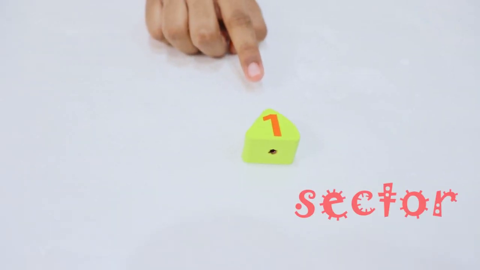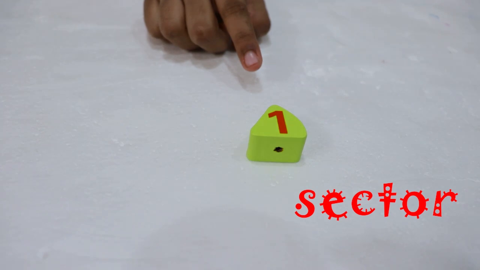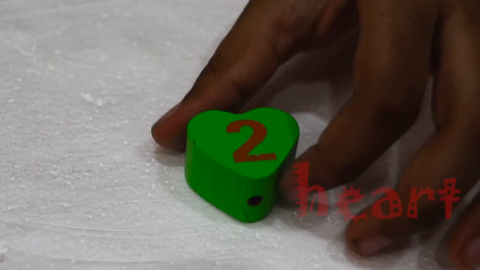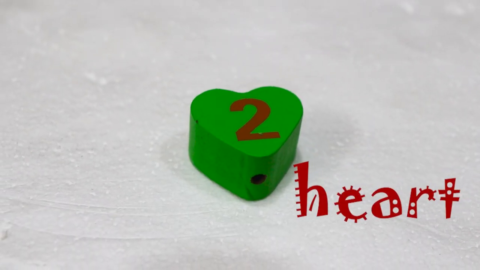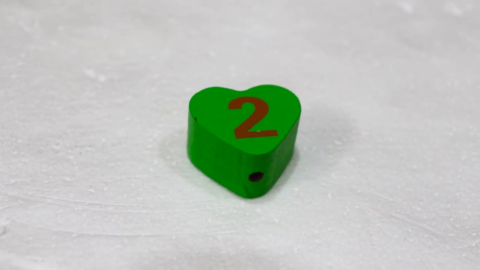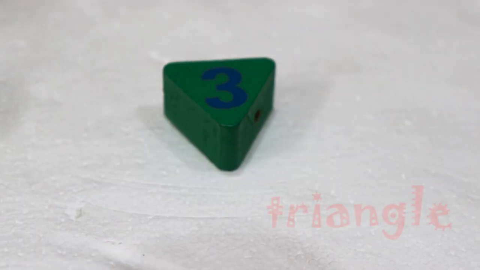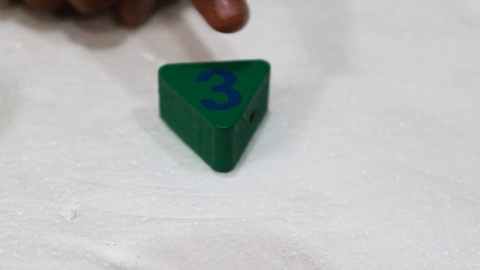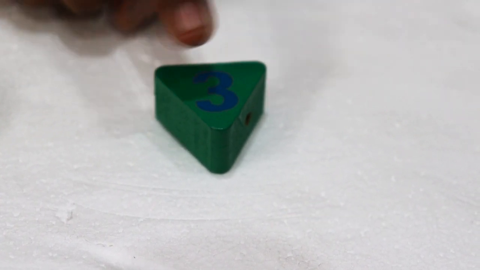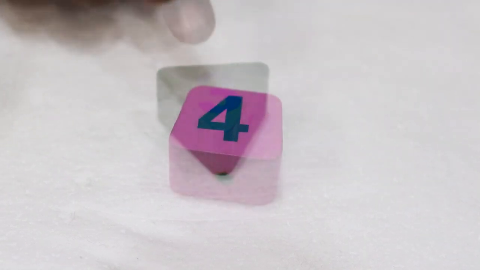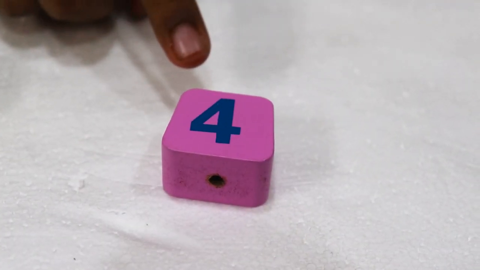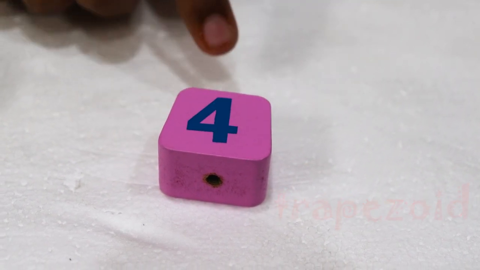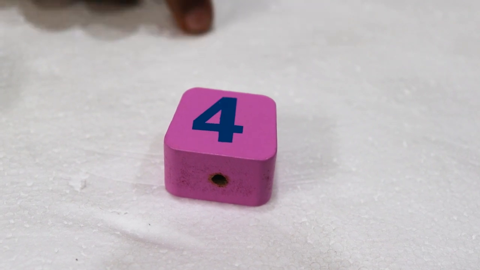This is sector. Sector has three sides. This is heart. This is triangle. Triangle has 1, 2, 3. Triangle has three sides. This is trapezoid. Trapezoid has 1, 2, 3, 4. Trapezoid has four sides.